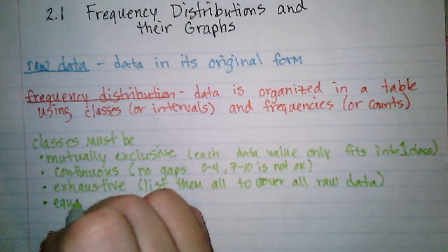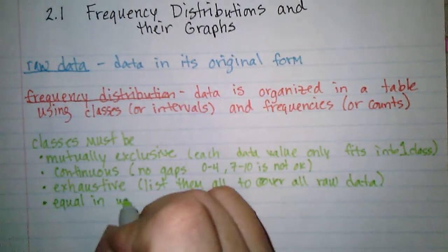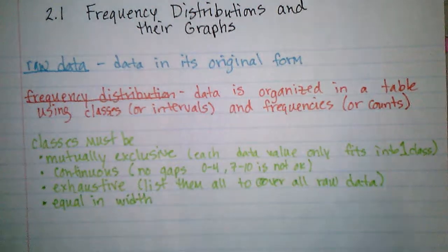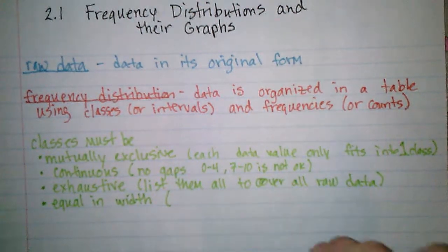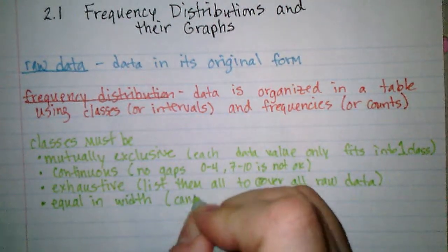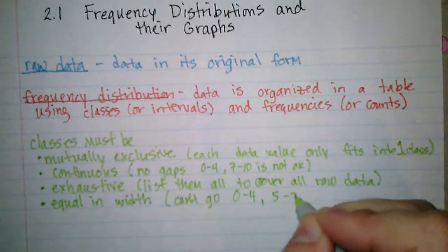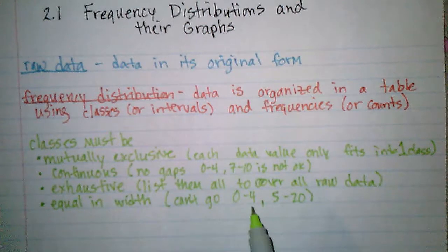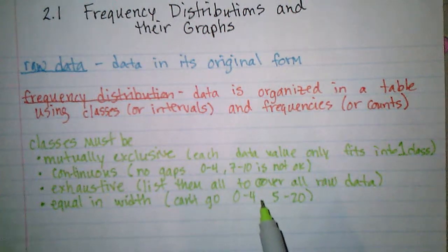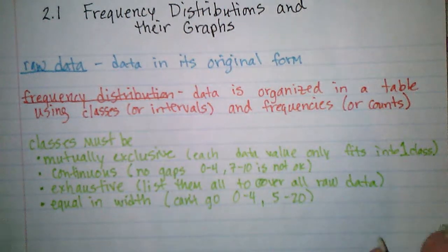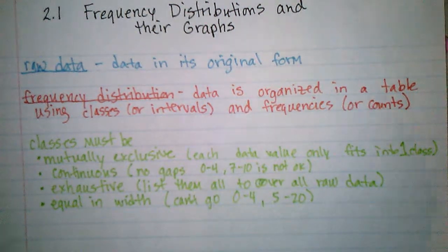They must be equal in width. So I can't go like 0 to 4 and then 5 to 20. They have to be the same size. So if I go 0 to 4, that covers 5 numbers. Then I'd have to go 5, 6, 7, 8, 9, 5 to 9 to make them all the same width.